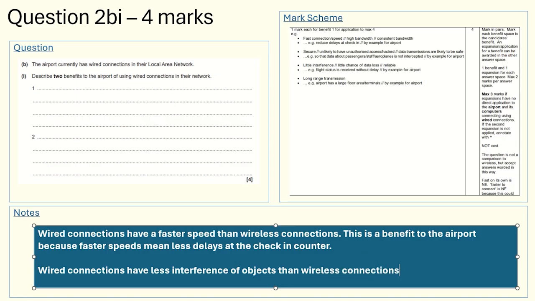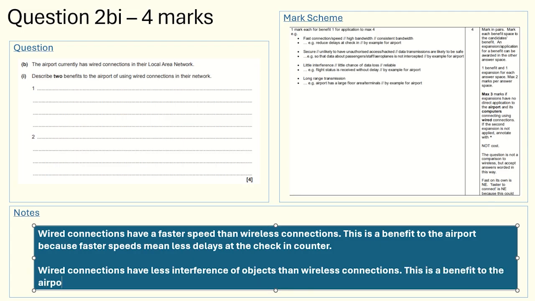Okay, so point 2, we could talk about the fact that wired connections have less interference of objects than wireless connections. So we've put another point in there that wired connections are more reliable. There's less interference, things like walls getting in the way of your wireless signal. And then we need to state how that would be a benefit to the airport. So we could say this is a benefit to the airport because data can be transferred around more reliably without data getting lost or delayed.